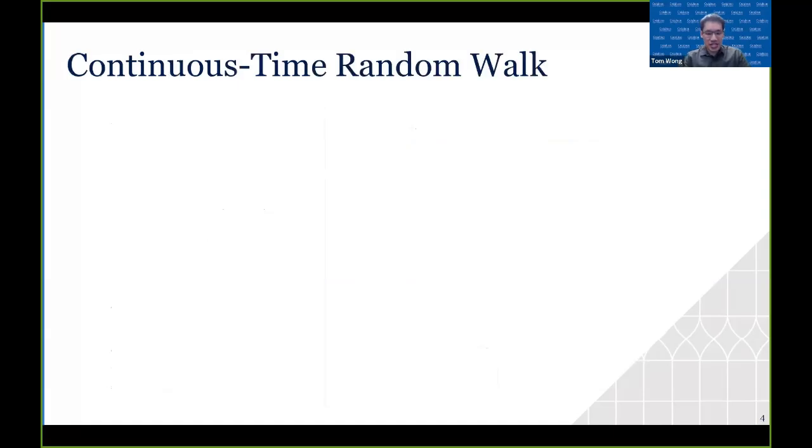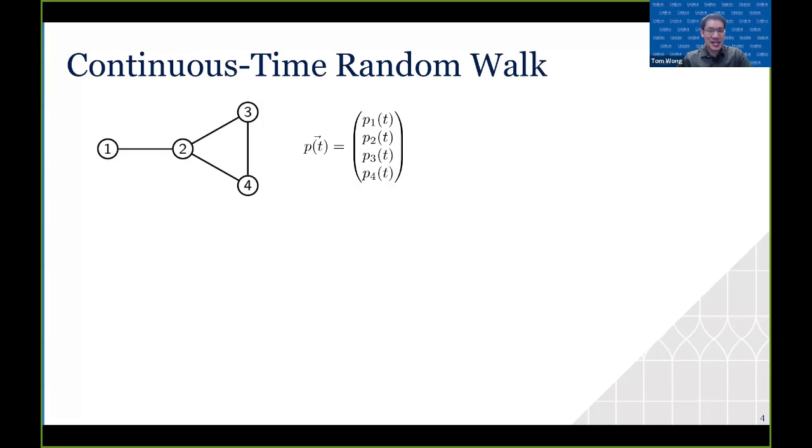Okay, so to introduce this, I want to start with a continuous time random walk. Let's say we have a graph, and this example just has four vertices. A random walk on this, a classical random walk, is going to be given by a probability distribution over these four vertices. So there's some probability at each of the four vertices that we're labeling 1, 2, 3, and 4. This is going to evolve in continuous time by a differential equation.